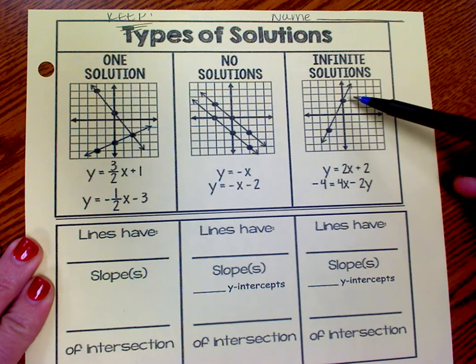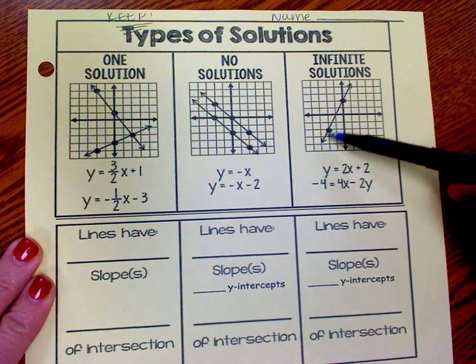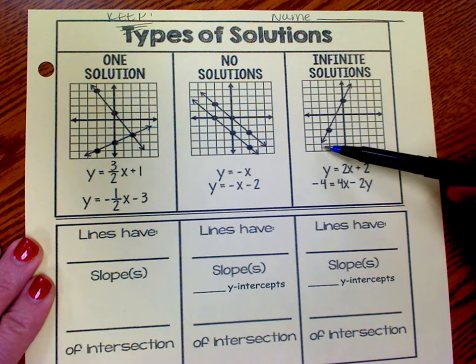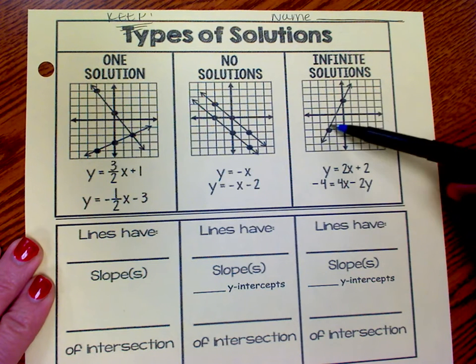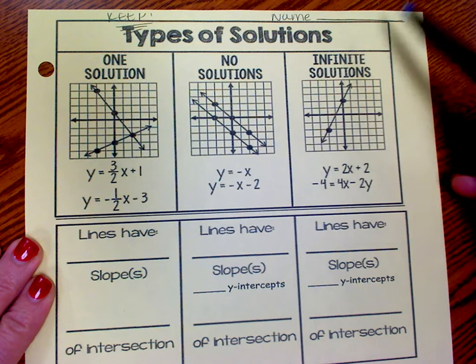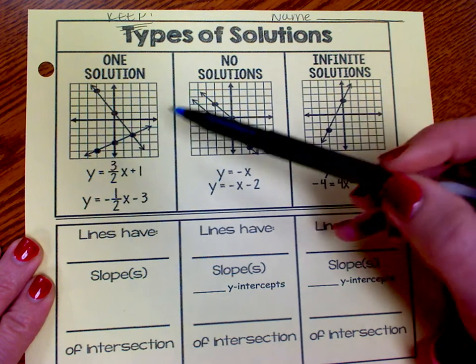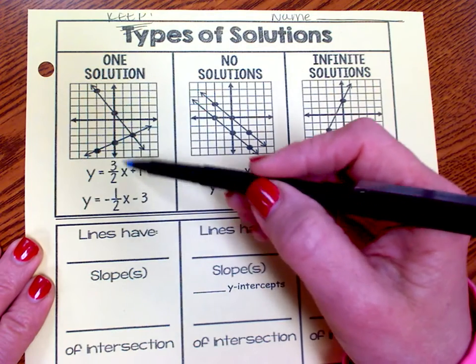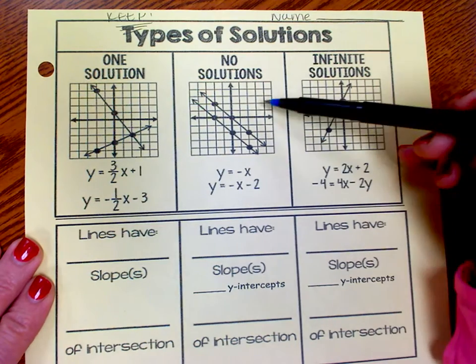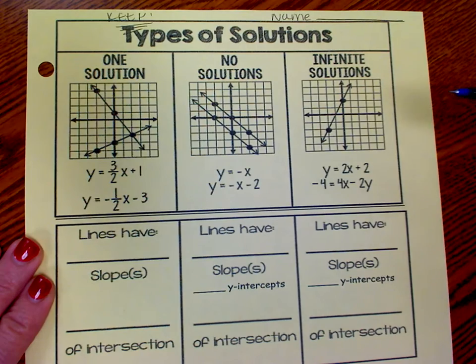You probably remember that from our equation unit. But it looks as if there's only one line graphed. And think about why that would be. Infinitely many would mean that there are infinitely many ordered pairs that will work in both equations. So we're going to take a moment to look at both equations and see if you can tell just by the equation alone if it's going to be a one solution, a no solution, or infinitely many solutions.